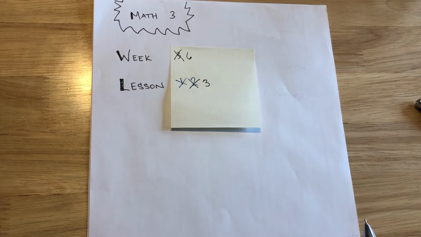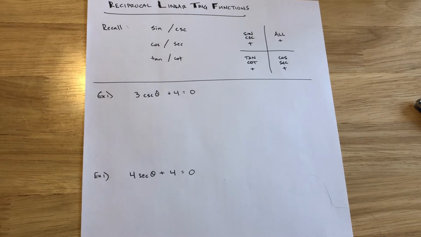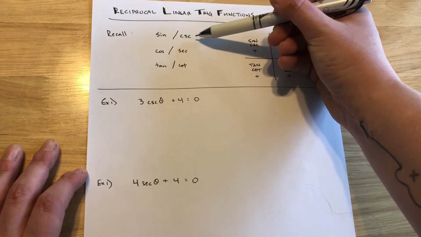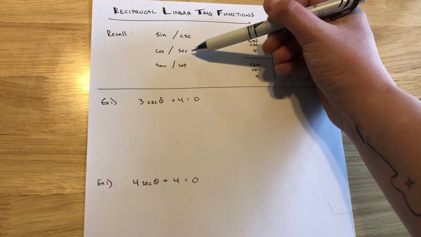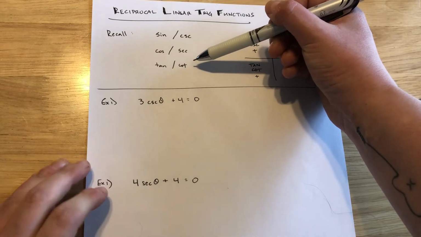Okay, week 6, lesson 3. Here we go. This is all about reciprocal linear trig equations. It says functions, but we're going to solve some equations, though. That's what we're doing. So, just a quick reminder that sine and cosecant are reciprocals of each other. Cosine and secant are reciprocals of each other. And tangent and cotangent are reciprocals of each other.